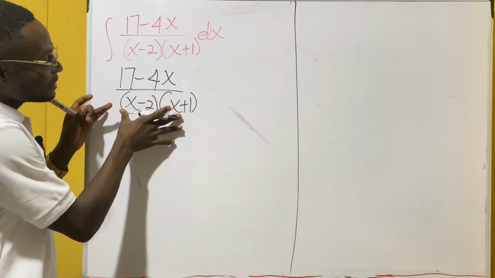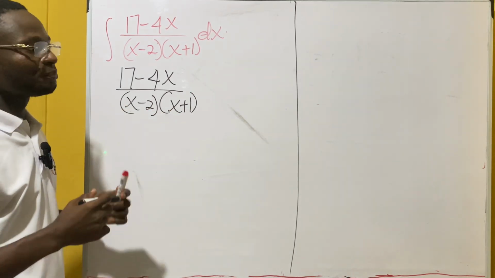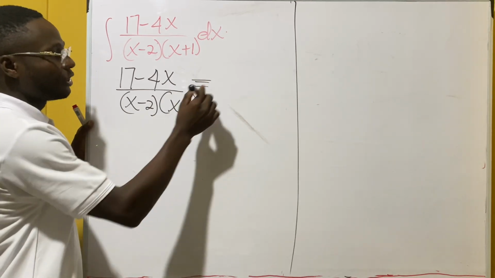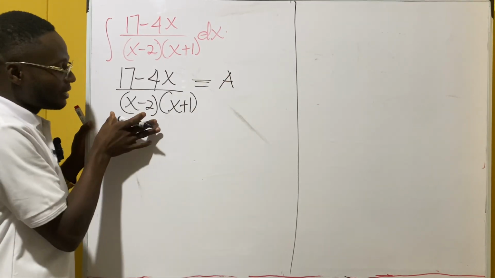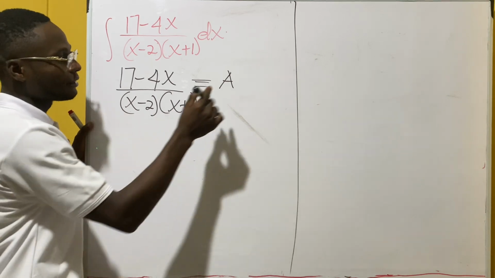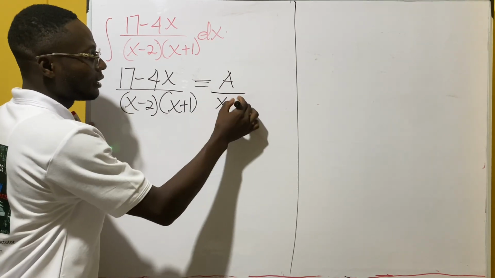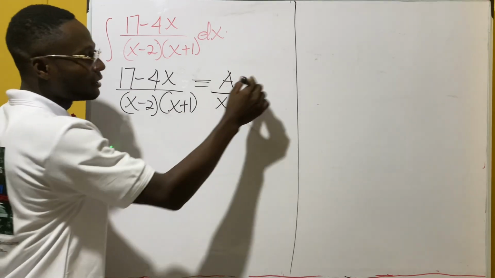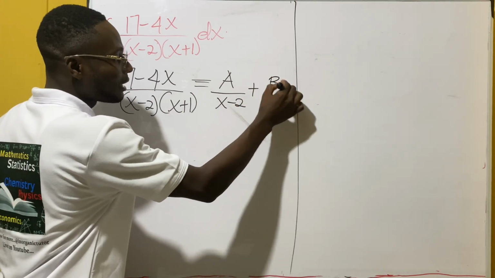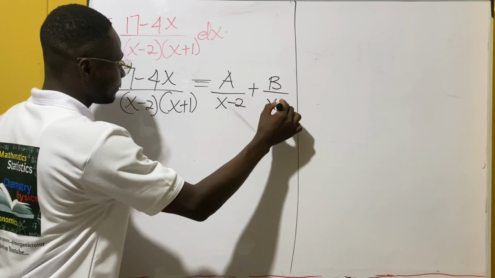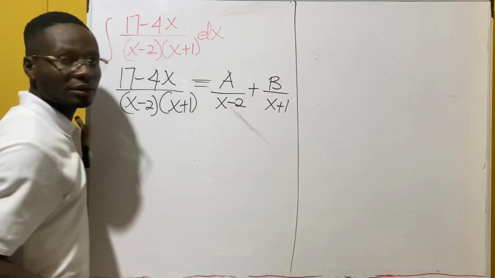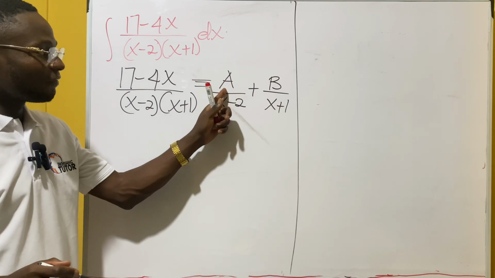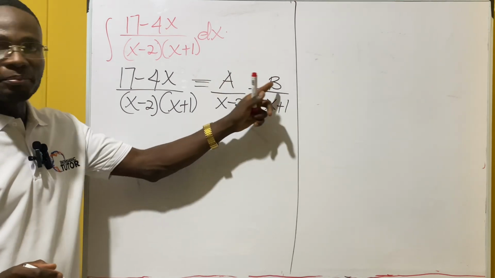In the partial fraction form, this is how you represent it. You know that our x is a linear function, all over x minus 2, plus the second one too is a linear function, so plus b all over x plus 1. So we find the values for the variables a and b.